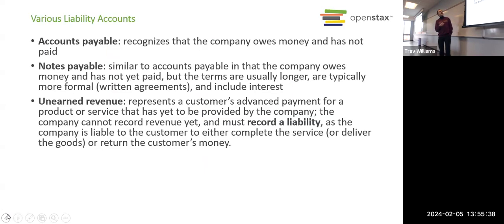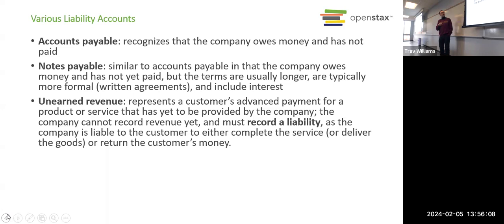Okay, here are some liability accounts. Accounts payable, what does that mean? Yep, it's money that we owe to somebody else, typically for a purchase we've made. Notes payable is also money we owe to somebody else, but again, a note tells us it's more formal. There's an interest rate and very specific terms of when we need to pay it back.